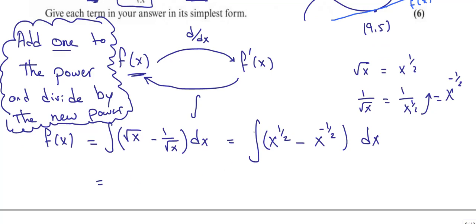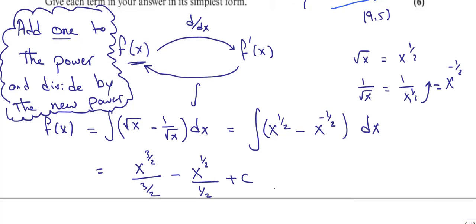Of course, when you integrate, don't write the integration operator, this symbol. Remove it. So add 1 to the power: half plus 1 is 3 over 2. Use the calculator, it's not shameful, so we don't make mistakes. Divide by 3 over 2. Add 1 to the power: negative half plus 1 is half. Divide by the new power. And when we integrate, we have to add C, a constant, plus C.